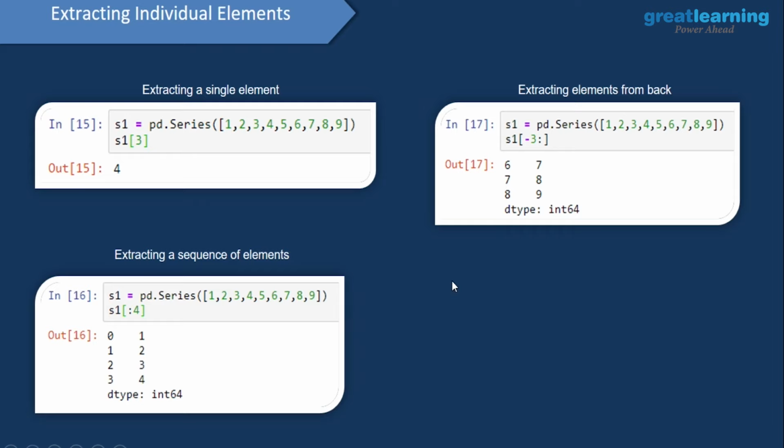And if you want to extract elements from the back side, here we'll have S1 and we'll type in -3 over here. So -3 basically means third element from the end. Third element from the end, when I give colon, this would mean third element from the end going on till the end. So this is the third element from the end over here. So that is why I'll have 7, 8 and 9. And this is how I'll be able to extract a single element, a sequence of elements from the beginning and a sequence of elements from the back.